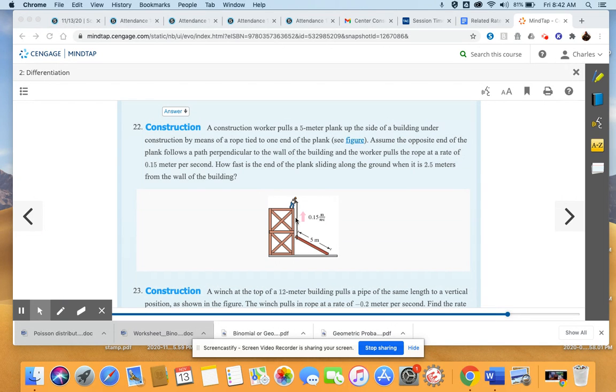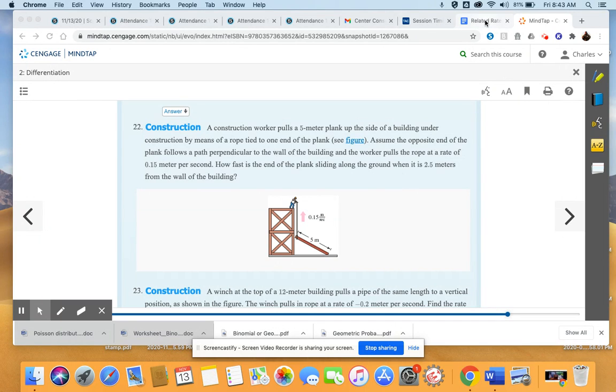The rate of change going upward, 0.15 meters per second. We don't have to assume it. It actually tells us it's constant. So pulling up at 0.15 meters per second. And they're asking us, how fast is this end of the plank sliding along the ground here? Since this is the x dimension, we're going to label that as dx/dt. We're looking for dx/dt.